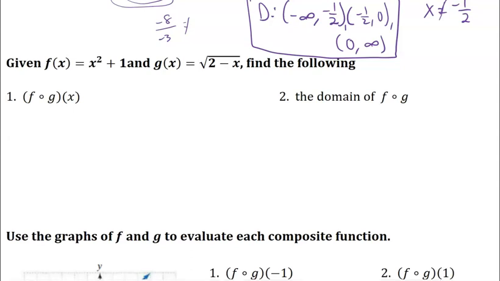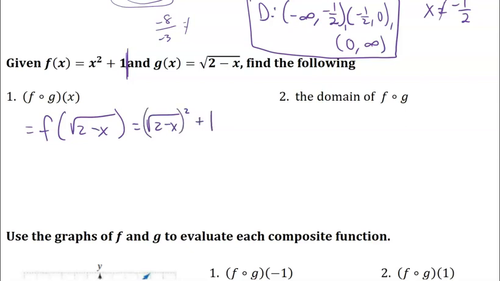So we've got f of x equals x squared plus 1, and g of x is root 2 minus x. So first thing, we're writing the composition of the function. So this is equal to f of root 2 minus x. Okay, and so f of x tells me I need to square the input and add 1. So root 2 minus x, that whole quantity squared, plus 1 is going to be equal to 2 minus x, because the radical and the square cancel out, plus 1, which is equal to 3 minus x.